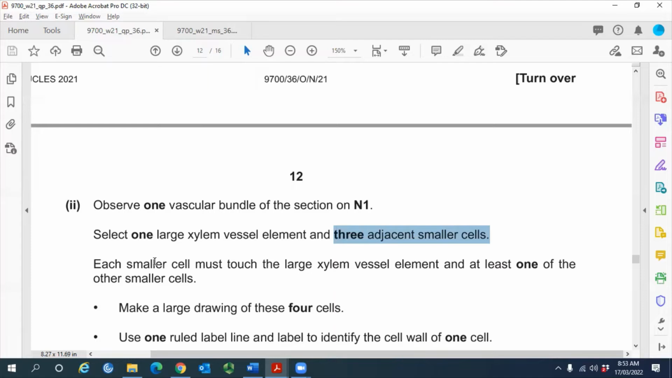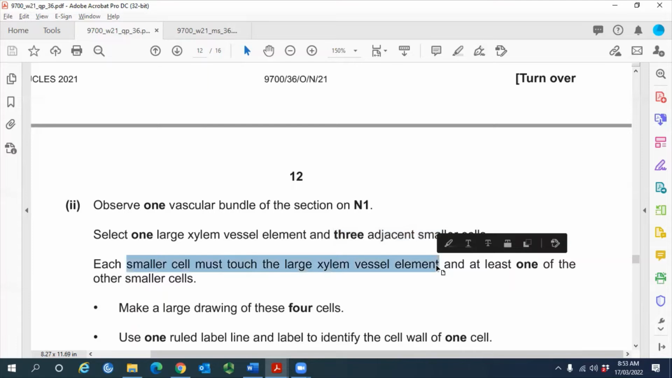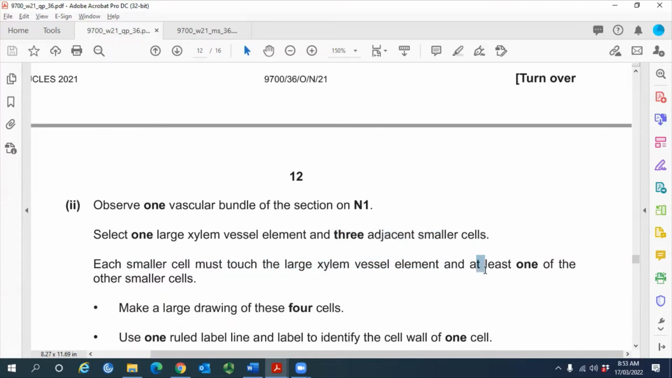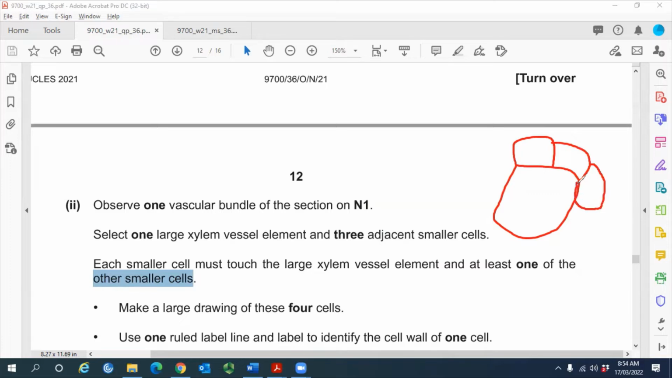No, it actually says each smaller cell must touch the large xylem vessel element. So it tells you what you need to look for. And at least one of the smaller ones, wow, this criteria a lot. It must also touch at least one of the other smaller cells. So that means I must have a big cell and 3 other smaller cells beside it. And not only that, this smaller cell must touch the next smaller cell, like this. So I have to draw like this. I cannot draw individual cells separated by spaces. So this is the criteria of the question.